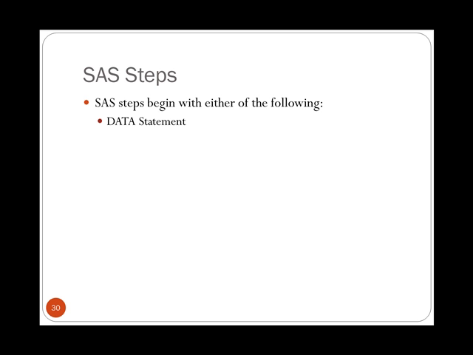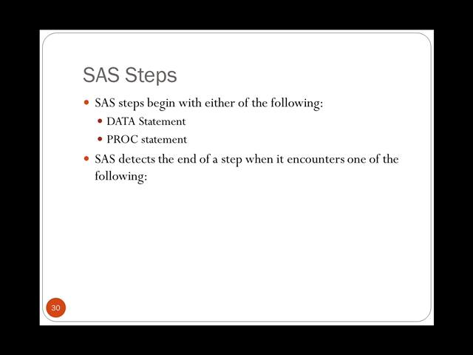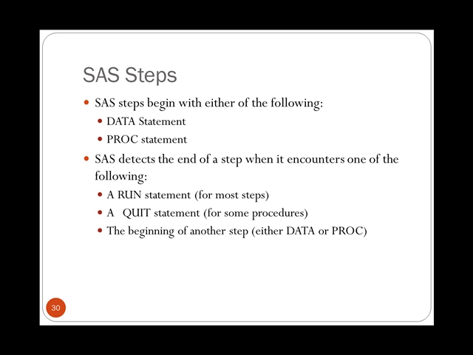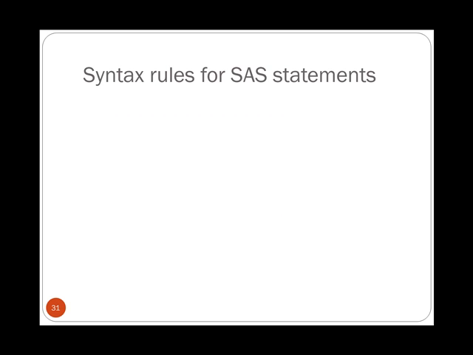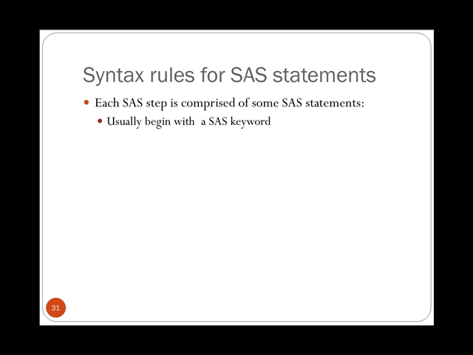SAS steps begin with either of the following: a data statement or a proc statement. SAS detects the end of a step when it encounters one of the following: a run statement, a quit statement, or the beginning of another step. Syntax rules for SAS statements. Each SAS step is comprised of some statements. It usually begins with a keyword. Each statement ends in a semicolon.